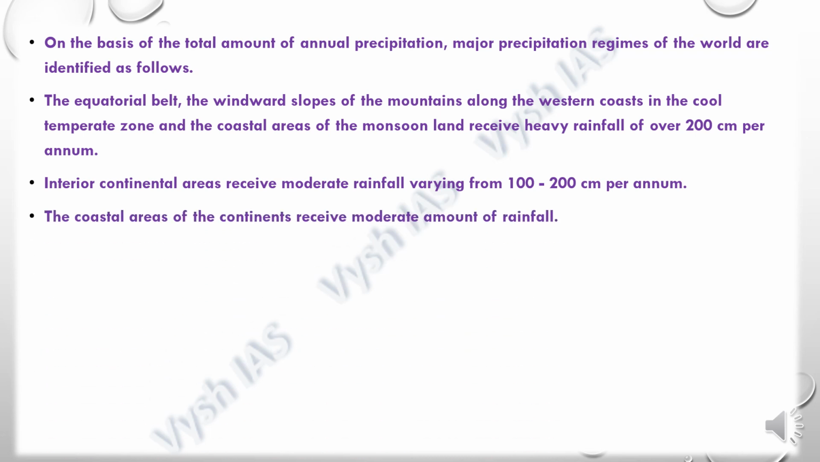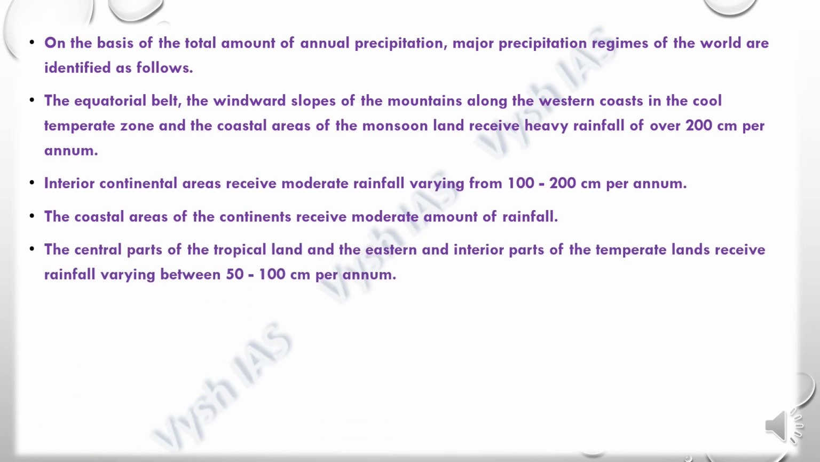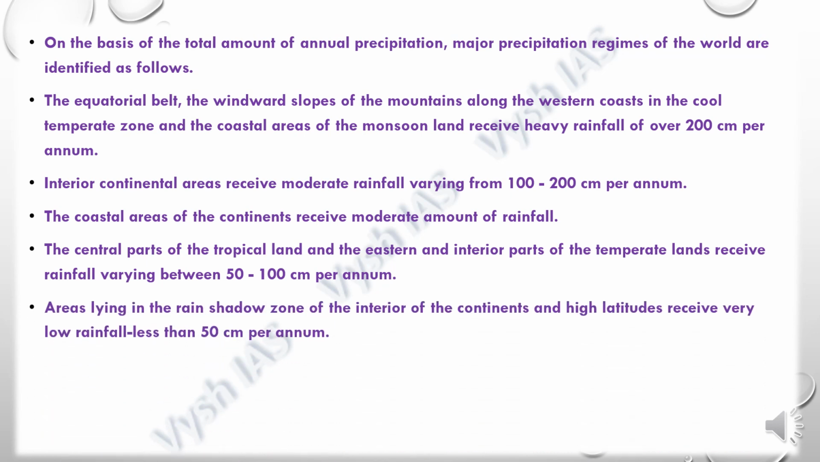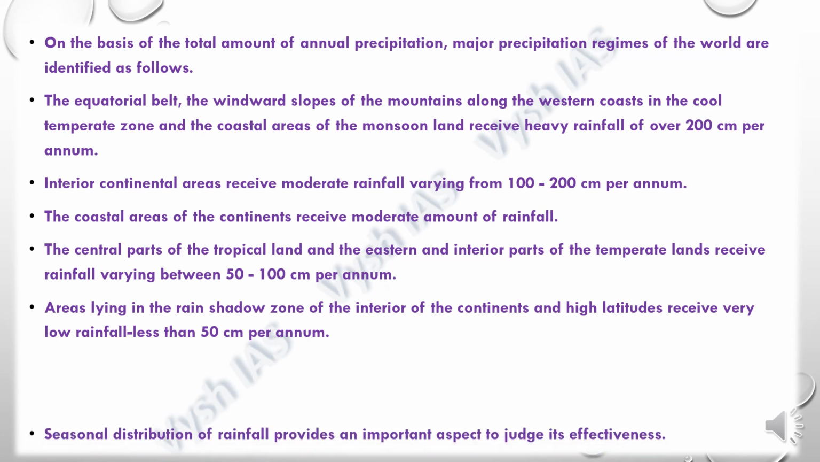Then we have the coastal areas of the continents which will receive a moderate amount of rainfall. Then we have the central parts of the tropical land and the eastern and interior parts of the temperate lands. They will receive rainfall varying between 50 to 100 centimeters per annum. Areas lying in the rain shadow zone of the interiors of the continents and at higher latitudes will receive very low rainfall, which is less than 50 centimeters per annum.